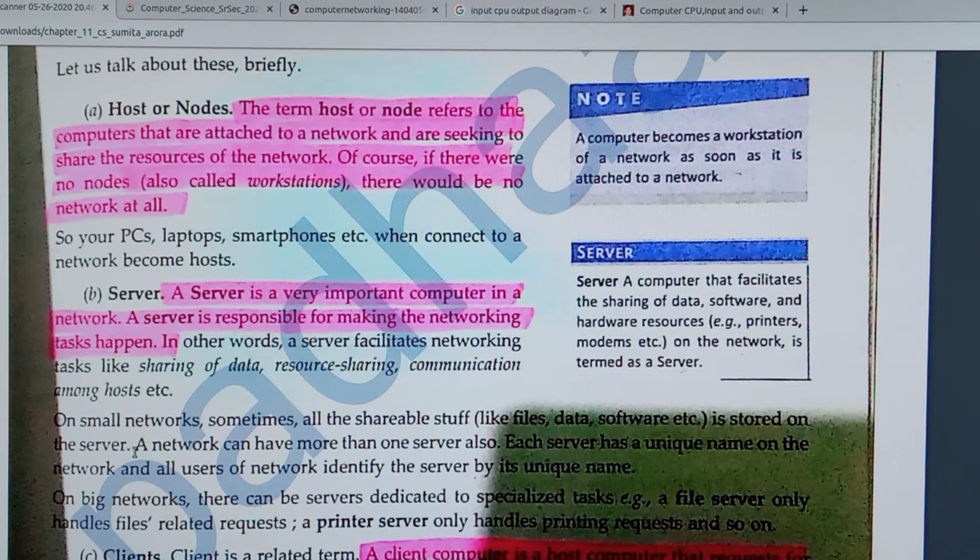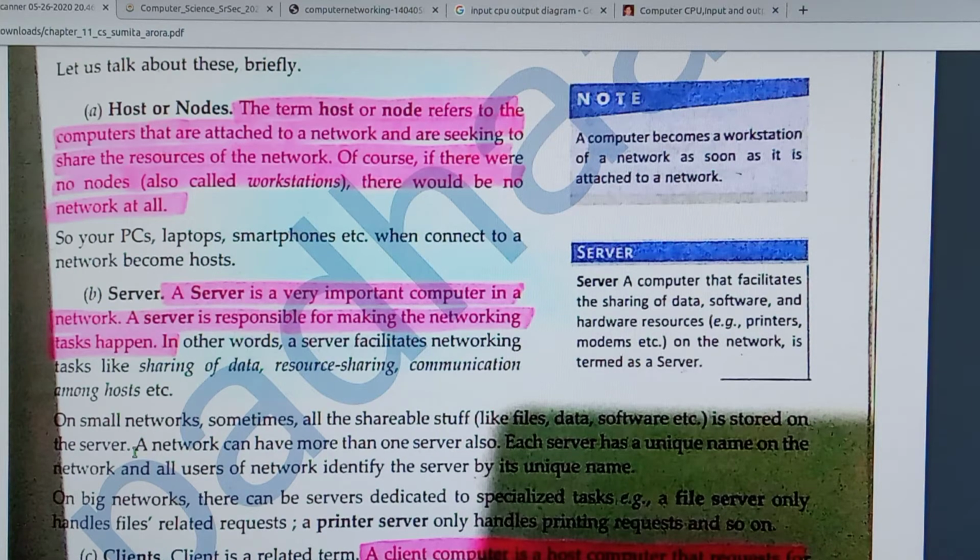On a big network, there may be servers dedicated to specialized tasks. There are many servers, like a file server, which is dedicated only to handling file related requests. Then a printer server, which only handles printing requests.